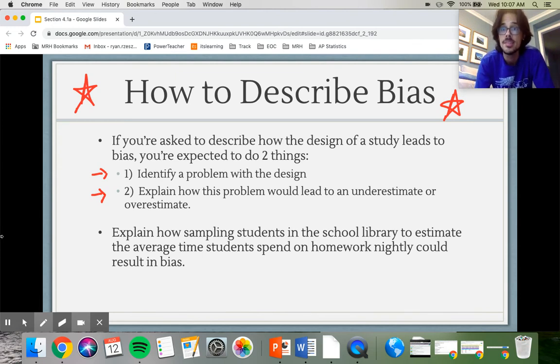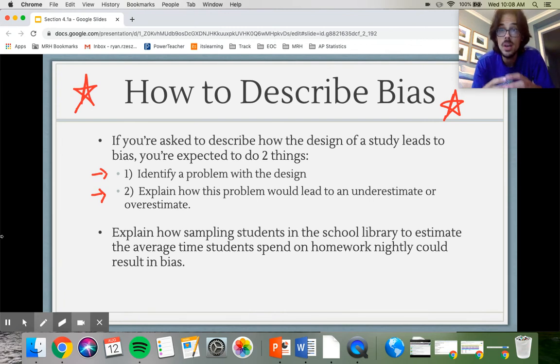Why would this sampling procedure be biased? Maybe pause me and think about that. Give yourself a little bit of think time here. But the idea that I'm looking for is kids who are in the library after school probably are more motivated students in general. They probably spend more time on their homework because they're actually right after school doing homework in the library. Kids who aren't so motivated are going straight home, not thinking about it, and just doing their thing.